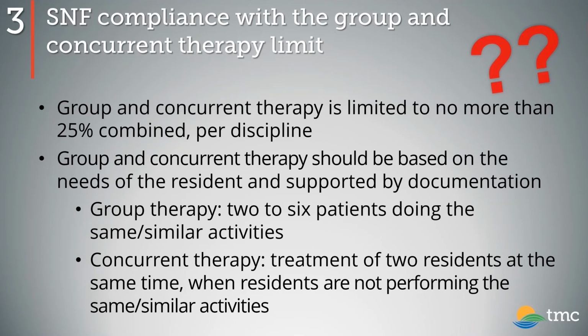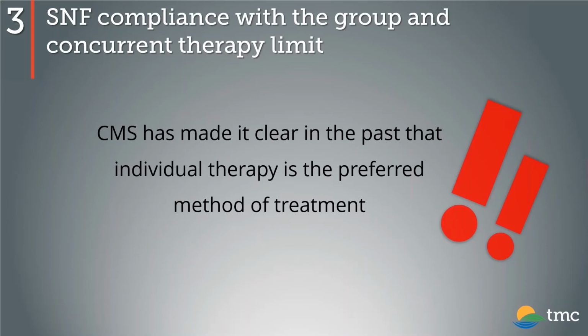It's important to note that the definitions of group therapy and concurrent therapy are changing under the final rule. Group therapy is now defined as 2 to 6 patients doing the same or similar activities, and concurrent therapy is defined as treatment of 2 residents at the same time when residents are not performing the same or similar activities. Despite CMS's policy change on group, CMS does discuss in the final rule that individual therapy is still considered the primary mode of therapy and standard of care and therapy services.